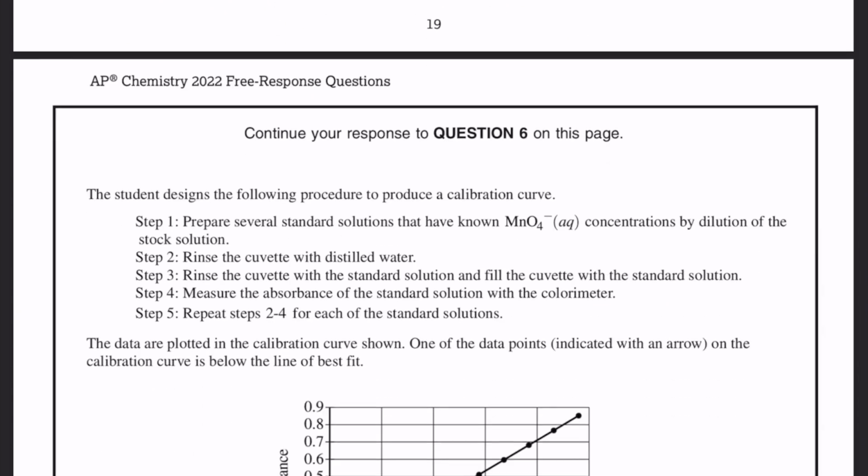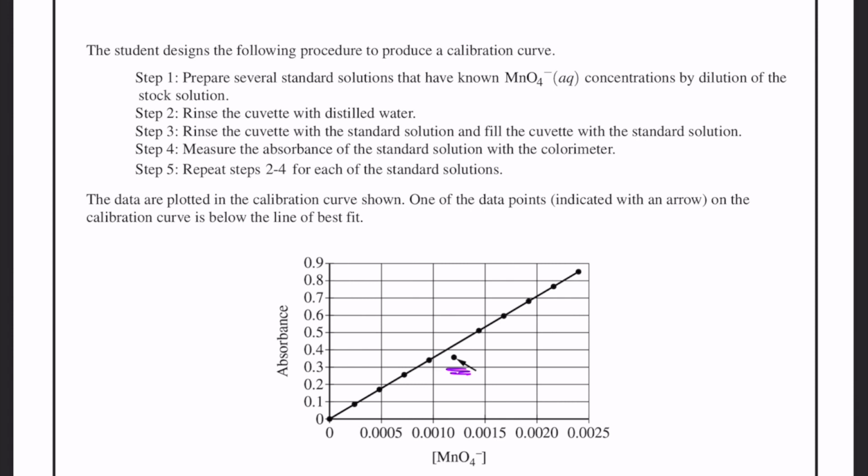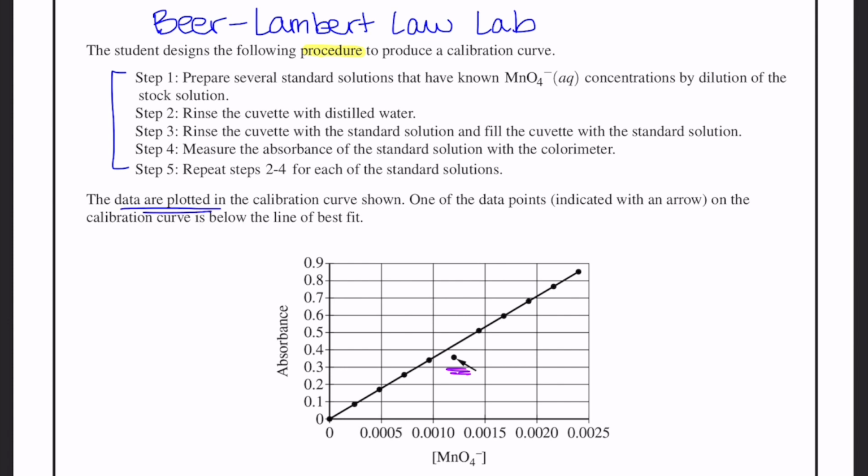Now, the next part of this question talks about a certain procedure and highlights these steps. So you might be able to recall that this is the procedure for the Beer-Lambert Law lab. This is a lab that you might have done in your AP Chemistry class sometime before the exam. It's a pretty common lab, and here we have data plotted. So for the Beer's Law lab, this is going to be an absorbance versus concentration graph. And then one of the data points is below the line of best fit, as can be seen.